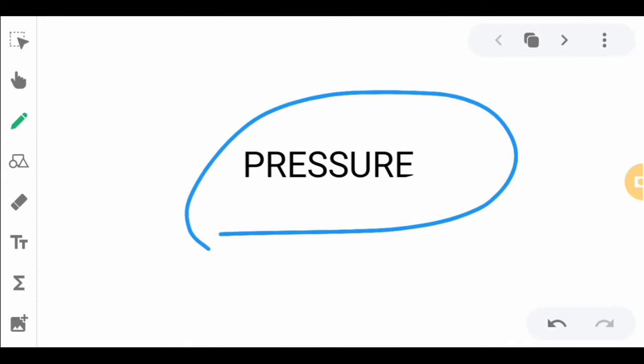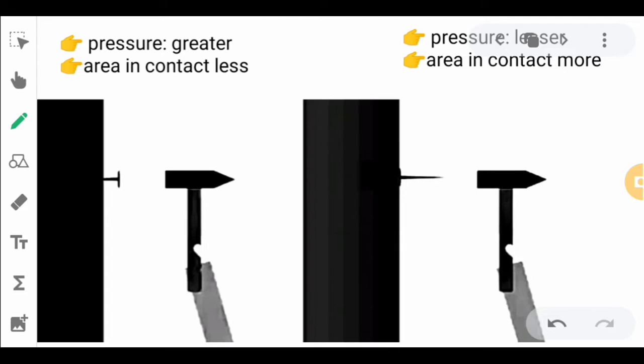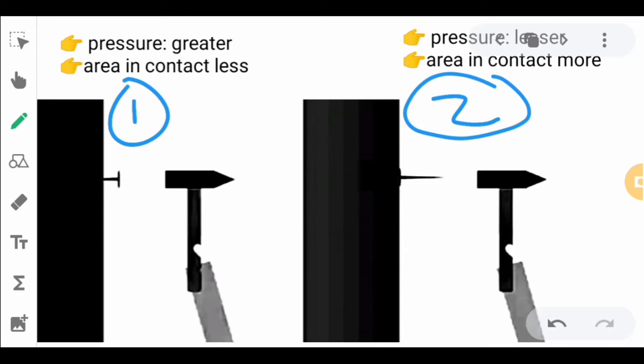Hello everyone, this lecture video is all about pressure. Before we define the term pressure, let us have the two scenarios, 1 and 2. As you can see, there's a person hammering a nail on the wall, but the difference is that in the first scenario, the pointed part of the nail is pierced on the wall while being hammered, while in the second scenario, the flattened surface of the nail is the one being pierced in the wall or being hammered.